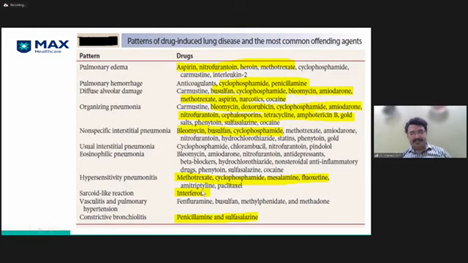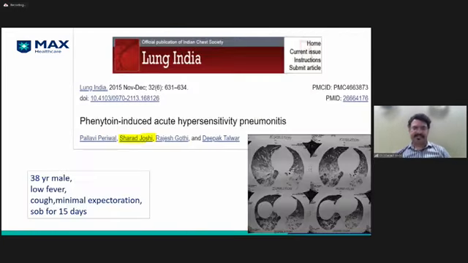Hypersensitivity pneumonitis is seen very often with methotrexate, cyclophosphamide, mesalamine, fluoxetine, amitriptyline, paclitaxel. A sarcoid-like reaction has been seen with interferon. Constrictive bronchiolitis has been seen with penicillamine and sulfasalazine. So the list of ILD patterns versus the drugs which can cause them is extensive.